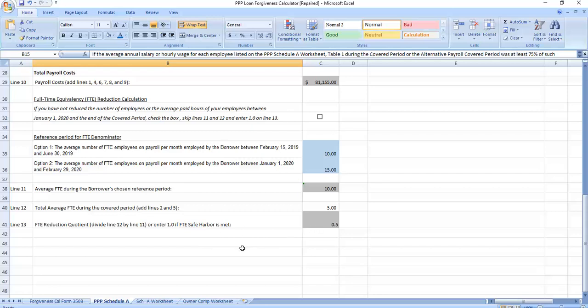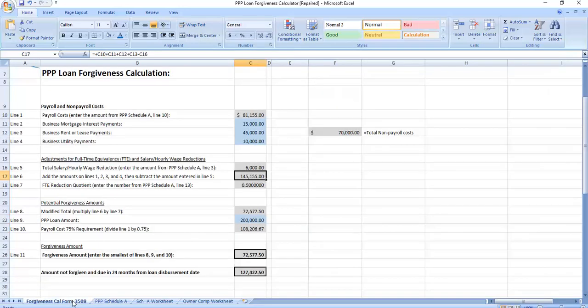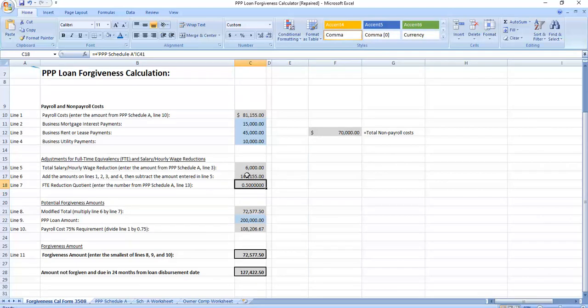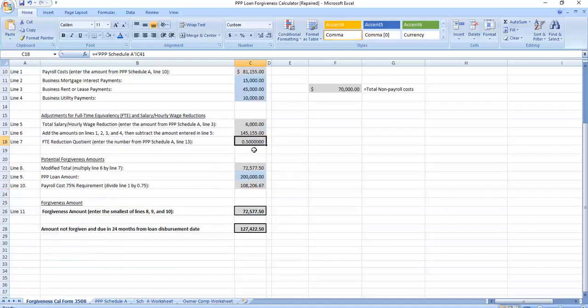We did discuss what FTE safe harbor means in a separate video. Let's take a look at it. If a safe harbor is met, then it is going to be 1. So let's say it was 1 here, then pretty much all the costs you incurred, 145,000, would be forgiven. Now let us look at this instance, where it's only 50%. 50% of the total cost you incurred.